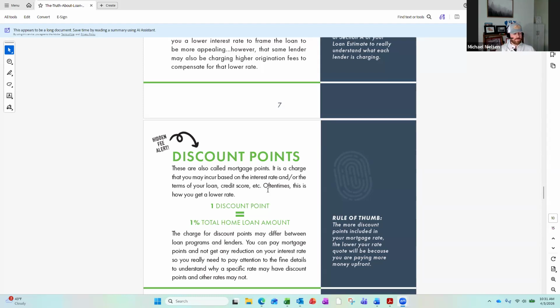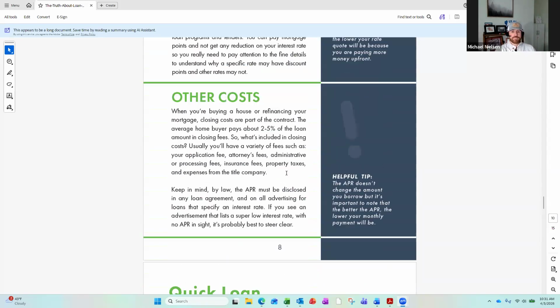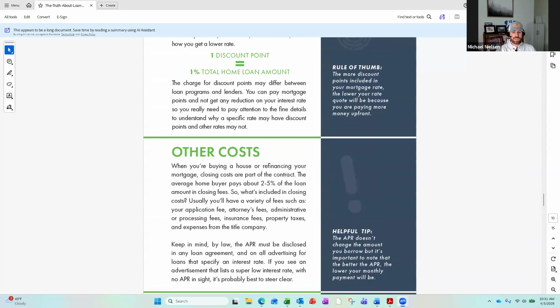You're way better off just cutting right to, like, give me a full breakdown. I don't want to just see interest rate and APR. I want to see interest rate, APR, and then everything. And then let's talk about everything and let's make sure I'm getting the right loan for me. So again, it's going to include most of that. And that's a quick example of what is an APR.